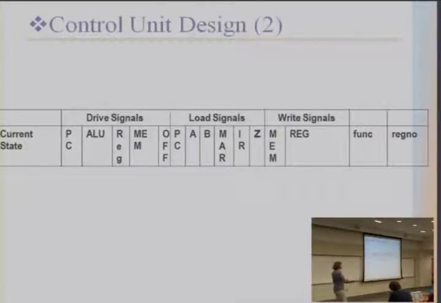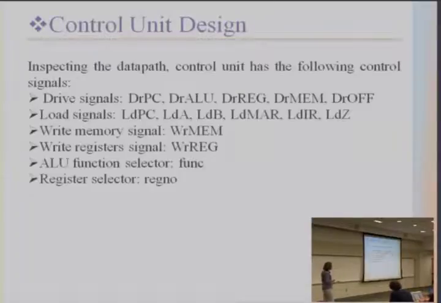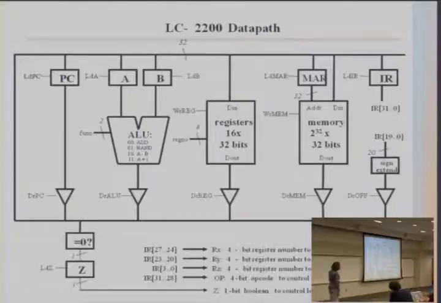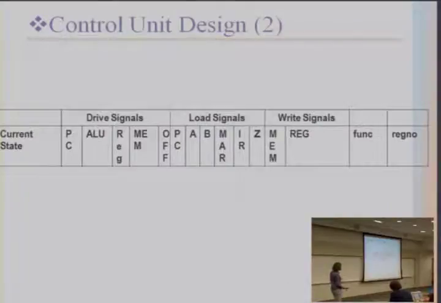So if we take all these signals and put them in a table, basically sort them by drive signals, load signals, write signals, and so on, that would give you the current state of the processor. So how do we move from one state to another? In one state, we wanted to write PC into the memory address register. That means that drive PC will be 1, and load MAR will be 1, and everything else will be 0. So that's how your table will look like. It would have 1 here, and load MAR 1, and everything else 0.